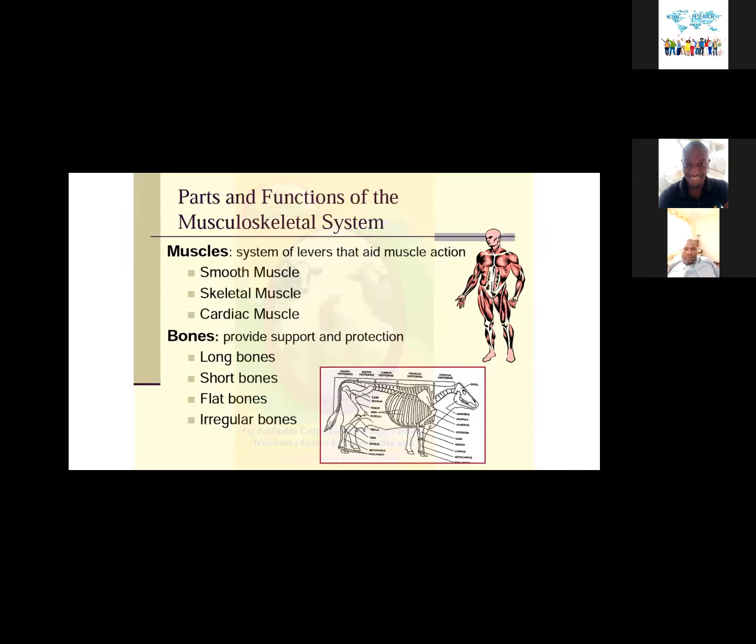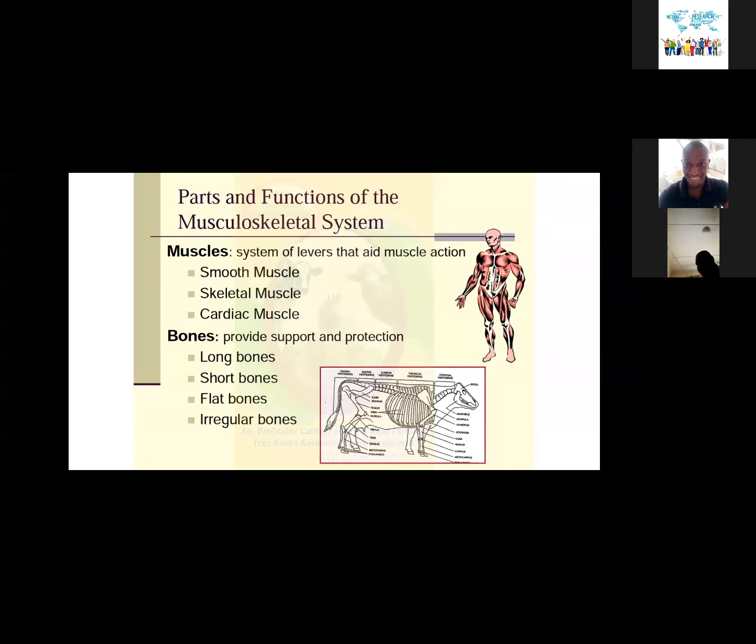So now, the functions of the musculoskeletal system. We're now going to look at the musculoskeletal system. The muscles are a system of levers that aid in muscle action. Levers are simply machinery. It's the way the muscles are arranged in our bodies, that sort of machinery, which work synergistically together like a working machine. So if one muscle contracts, the other one will relax to make a particular movement and so forth.